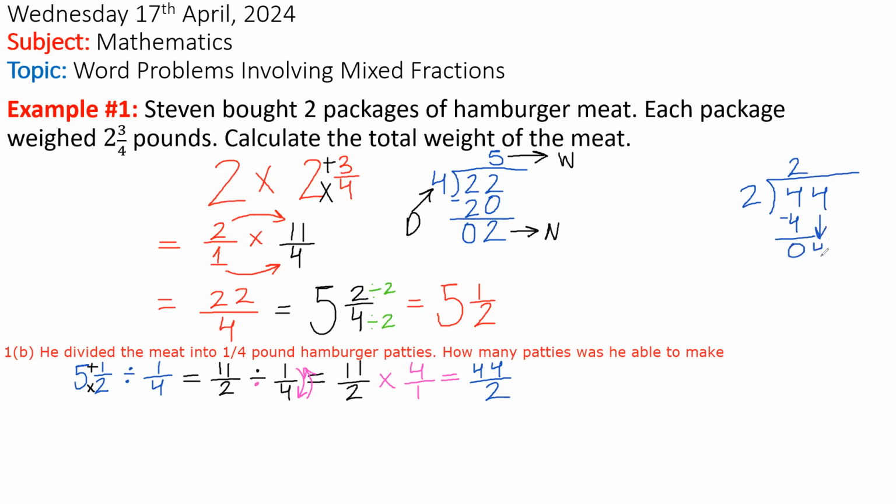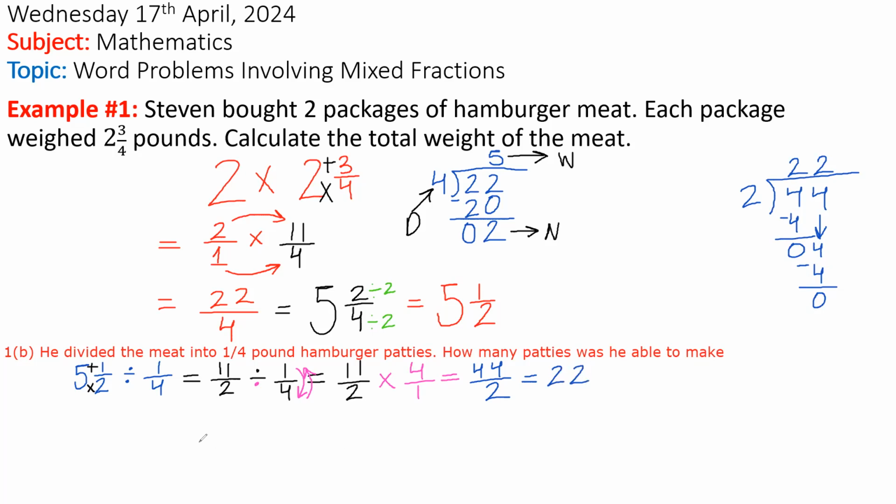How many times does 2 go into 4? Twice. So we have 2 times 2, which is going to be what? 4 again. So we have 4 minus 4, which is what? 0. And so 44 divided by 2 is going to be what? 22.